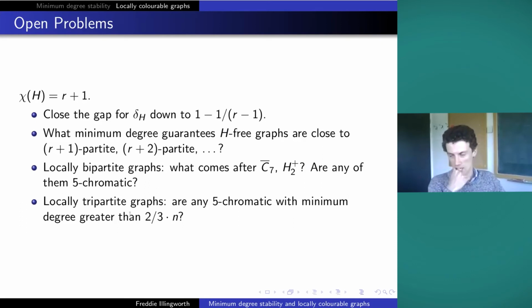What's tantalizing here is that for triangle-free, we saw the 5 cycle was the interesting thing, and the 5 cycle is the complement of the 5 cycle. For locally bipartite graphs, the complement of the 7 cycle is the first interesting thing. So you'd think surely the complement of the 9 cycle should be the first interesting thing for locally tripartite, and it is locally tripartite, and it is 5 chromatic. But sadly, 2/3 is the point at which the chromatic number suddenly gets arbitrarily large. So the complement of the 9 cycle isn't in the interesting range where the chromatic number is bounded.